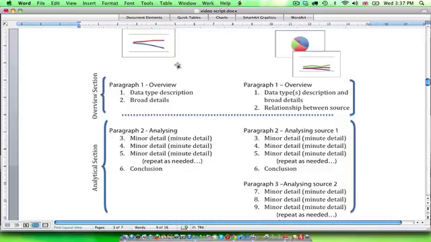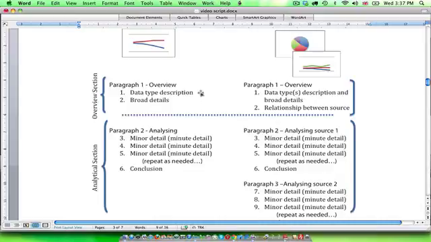So let's talk about single data source structure. In your single data source structure, you will typically have 2 paragraphs. The first paragraph will give an overview of the data source, and in this paragraph you will have 2 sentences.